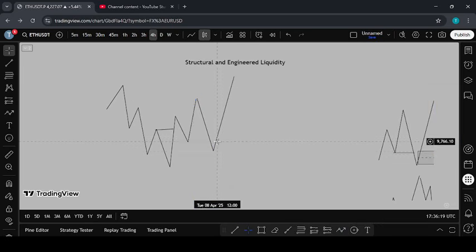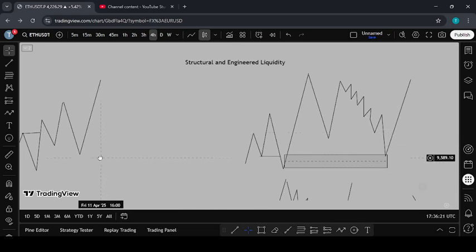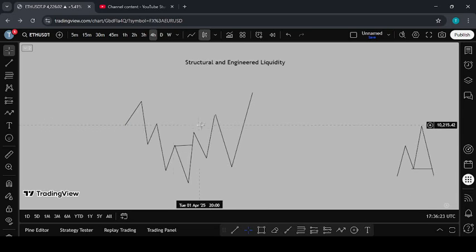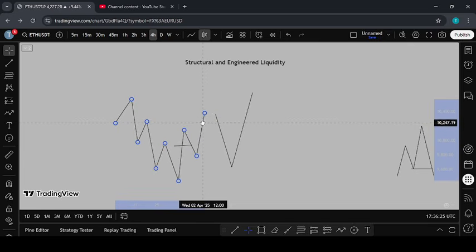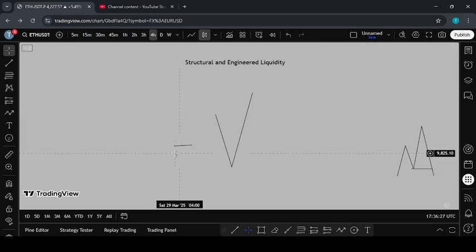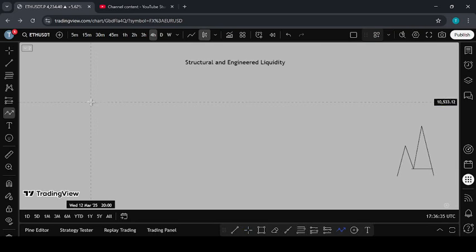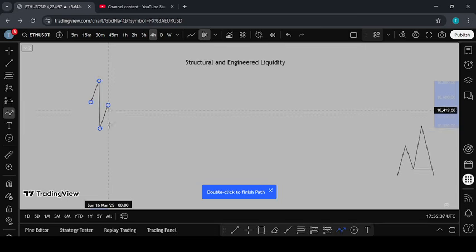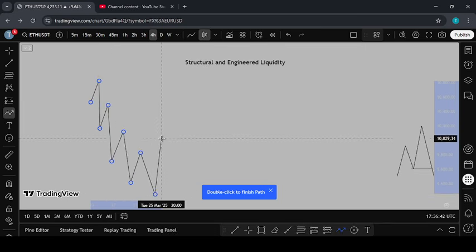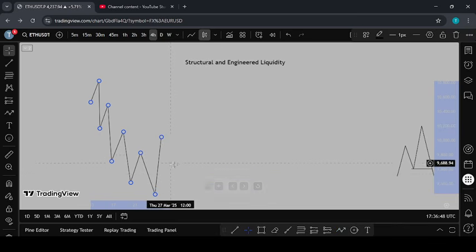So I want to see a structural liquidity here, not an engineered one. When the market was reversing before, if I want to buy, I need to see a structural liquidity available, not induced, not engineered, right? Say for example the market was bearish, and all of a sudden a market structure shift happened, right?